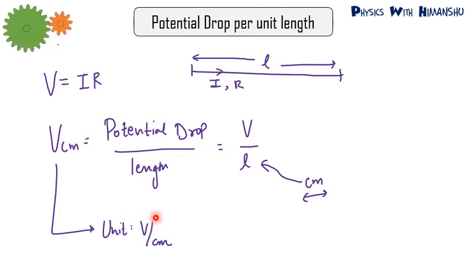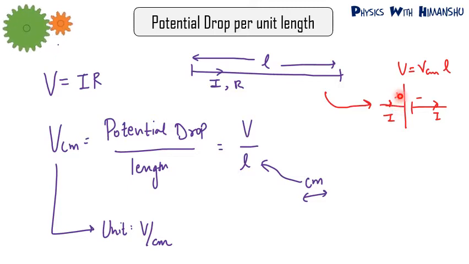Okay. Now also, for your understanding purpose, we can replace this wire of length L with a battery of potential V, and V will be equal to VCM into L. So we can replace a wire in which potential drop is V with a battery just for your understanding purpose.